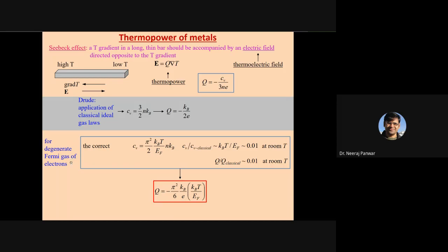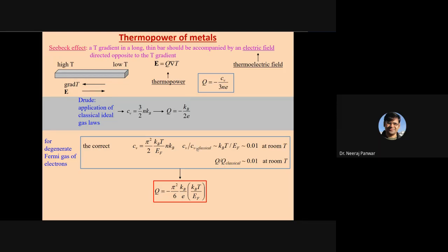But Sommerfeld theory provides the electronic contribution to the specific heat as given by this formula. Therefore, C Sommerfeld divided by C Drude is of the order of 0.01 at room temperature, and the thermopower calculated from the Sommerfeld model, in ratio with the Drude model, is also equal to 0.01 at room temperature.